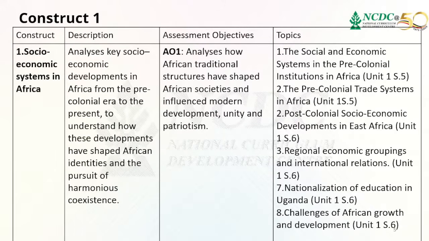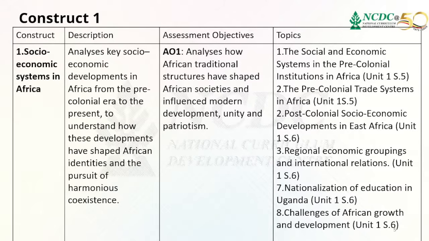Construct 1. The title of Construct 1 is Socio-Economic Systems in Africa. Its description is: the learner analyzes key socio-economic developments in Africa from the pre-colonial era to the present to understand how these developments have shaped African identities and the pursuit of harmonious coexistence. It's about pre-colonial history of Africa.